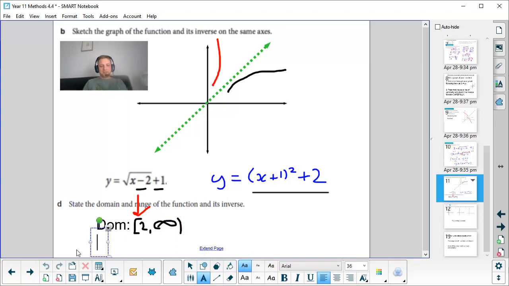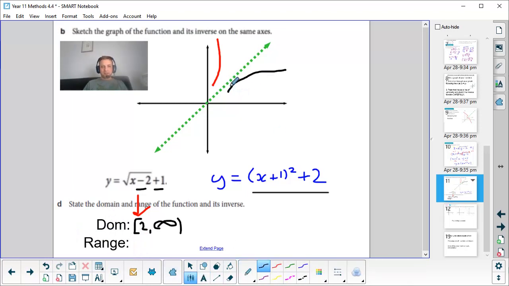And then the range, well, we can probably have a look at the endpoint as well. The range is all about knowing where your graph exists from bottom to top. So the lowest point on our graph is 1, right? We've got that from our endpoint, from our transformation. It starts at 1 and it goes all the way up, right? Very, very slowly up, but it goes all the way up. So the range is 1 to infinity.